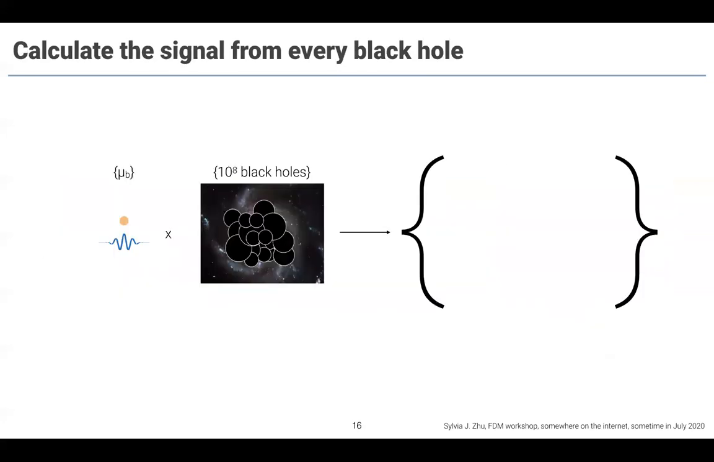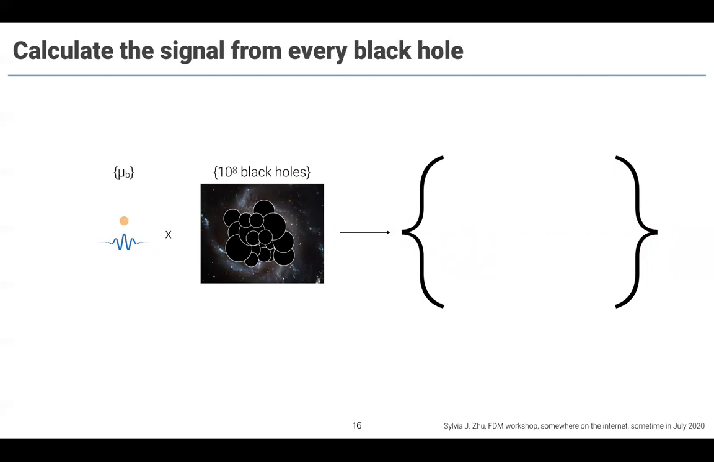So this is what we did. We took a range of boson masses, and this range again is determined by what we can measure today using LIGO and Virgo, let's say. For each boson mass in this set, we calculated its interactions with a population of 10 to the 8 black holes in the galaxy. From there, we get a prediction of what the signal looks like for that particular boson mass. And then we do this for the entire range of boson masses.